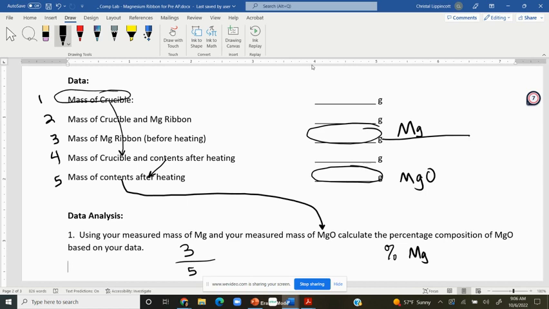Yes, Madison. Wait, but why don't we subtract the mass of the crucible after heating by the one with the magnesium ribbon? Because you want to know the mass of the contents in there. That's going to be your magnesium oxide.